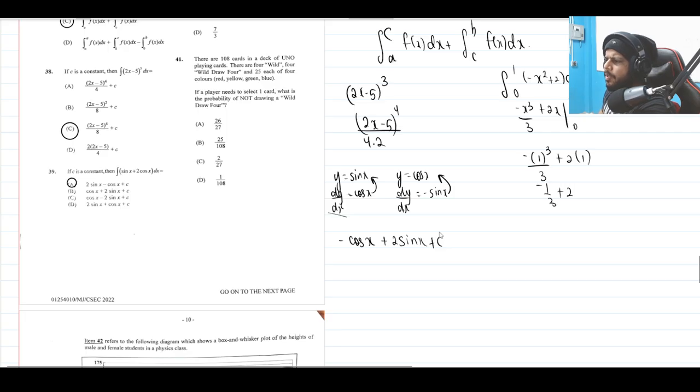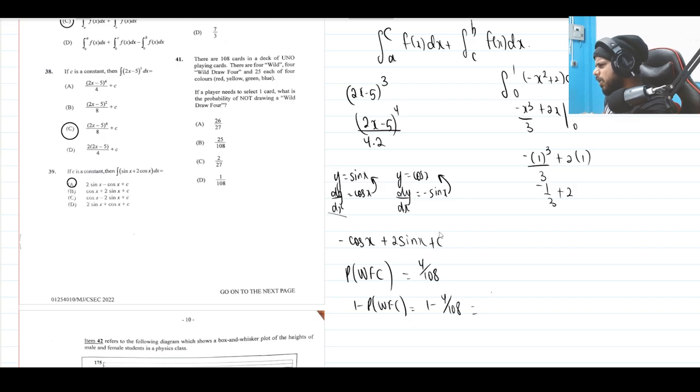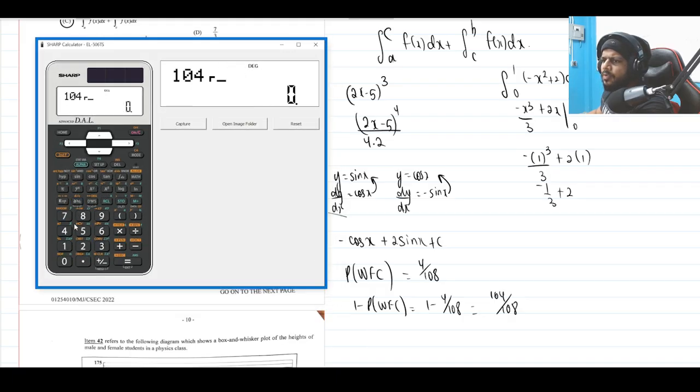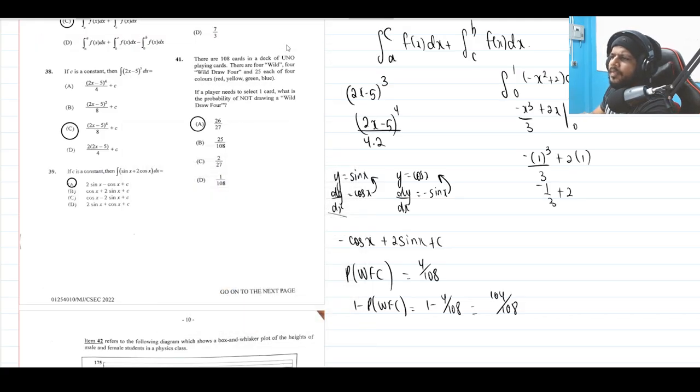Alright, so the probability of not drawing a wild 4 card is 1 minus the probability of drawing a wild 4 card. So the probability of drawing a wild 4 card is going to be 4 out of 108. So 1 minus 4 over 108, which is 104 over 108, and that could be simplified to 26 over 27. The answer is E.